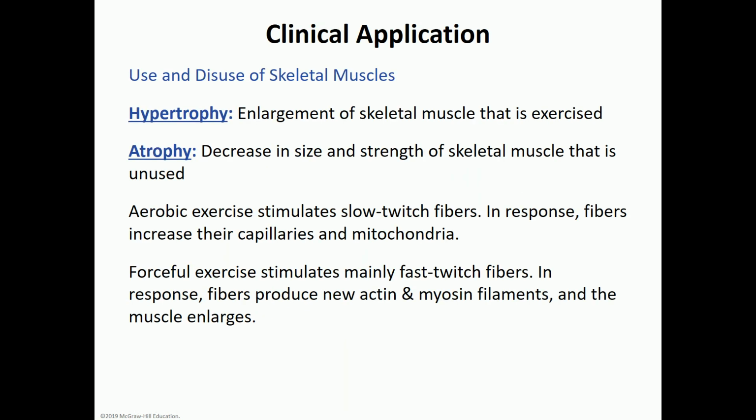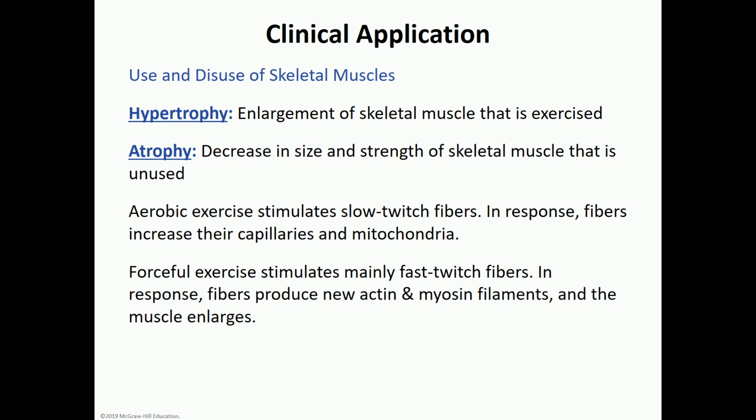So little clinical application, the use and the disuse of skeletal muscles. So when you're bodybuilding and you are contracting the muscles, with either lifts and so on, that leads to the enlargement of the skeletal muscles, and that is known as hypertrophy. So hyper is bigger. Trophy means the size. So the hypertrophy is the enlargement of skeletal muscles due to the exercising. Atrophy, on the other hand, is the decrease in size, and that usually happens due to the disuse of skeletal muscles. And muscle atrophy can even happen if somebody is in a cast for too long.